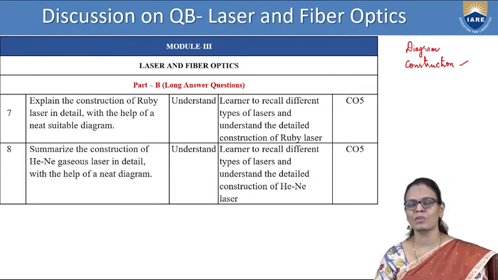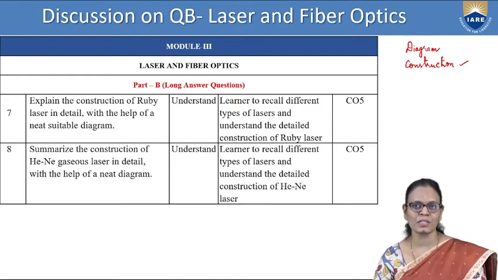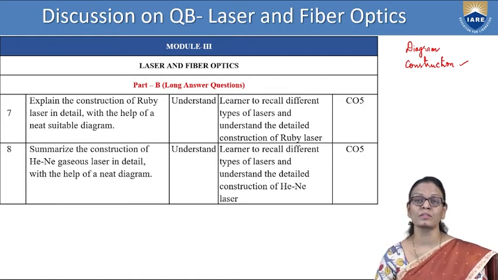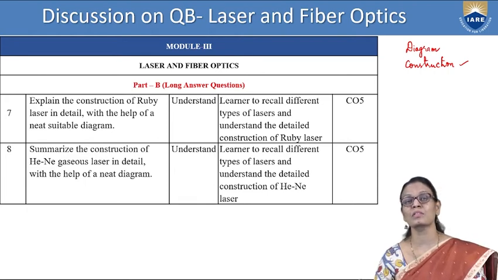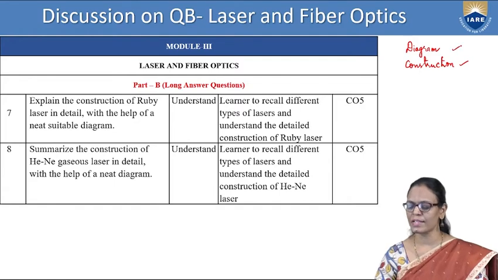What is a ruby rod, what it is made up of, what is the shape we take, then what is the pumping source, how do we keep the pumping source, why is it helical, how do we get the flashlight, and how are the resonating cavities, what are the mirrors we are placing, what is the function of the mirrors. All these things you will have to explain here.